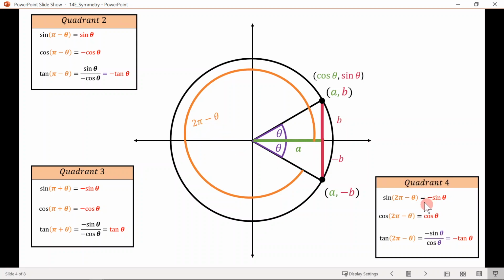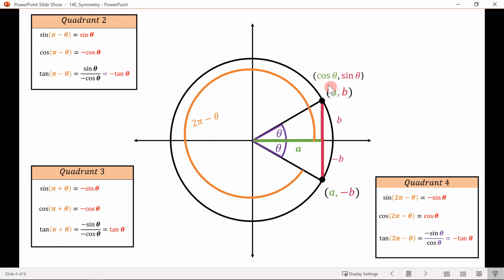And hopefully you can see now that I'm going to get negative sine because I've got this negative B. Then I'm going to get positive cos because I've got this positive A. And then finally, it's going to be negative tan. And the reason why it's negative tan is because this is negative, this is positive, so I get a negative out. And that's how it works. And this is kind of what you have to visualize as we're going through these.